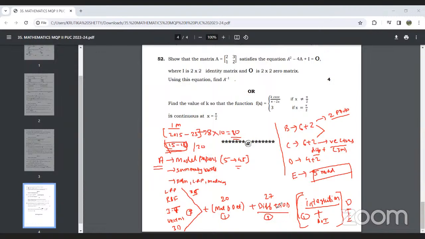Once again, try to solve one more model paper by yourself. You can refer to the videos, you can go through the videos. It will help you to cover all the 5 mark and 3 mark questions. Okay, and if any other doubts are there, you can send them in the group.